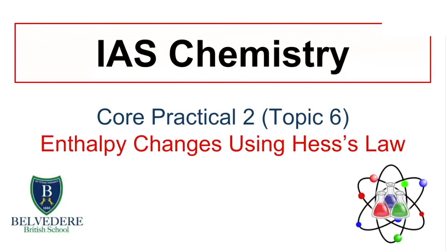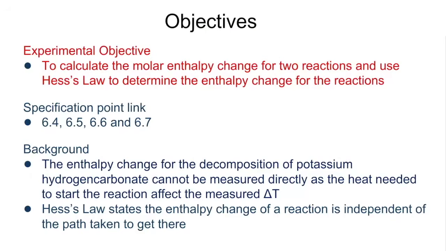Okay, so moving on to core practical 2, which covers everyone's favourite reaction, which is Hess's law. So we're going to use Hess's law to calculate the molar enthalpy change for two reactions, and then use the Hess's law to determine the enthalpy change for a reaction that we cannot measure. So the reaction that we can't measure is the decomposition of potassium hydrogen carbonate. We can't measure the temperature directly because it requires heat in order for us to start the reaction, and that will have an effect on the measured delta T. But we can carry out two different reactions and of course use Hess's law.